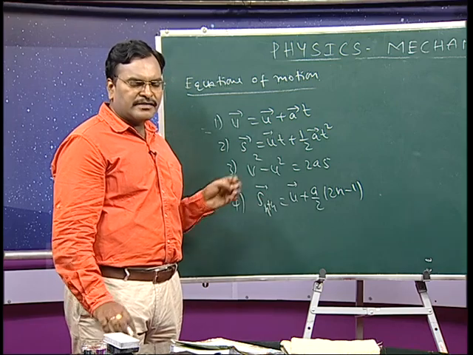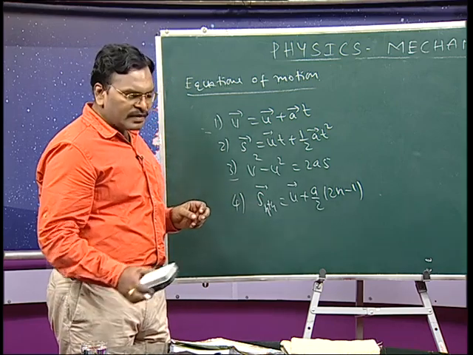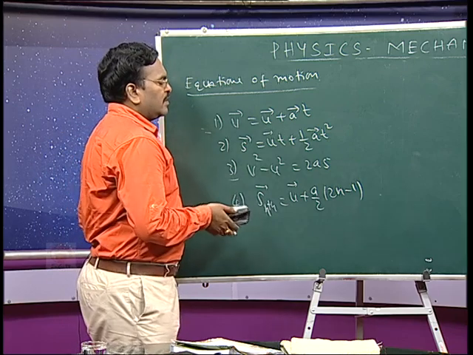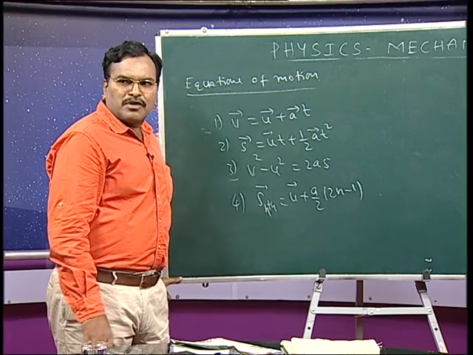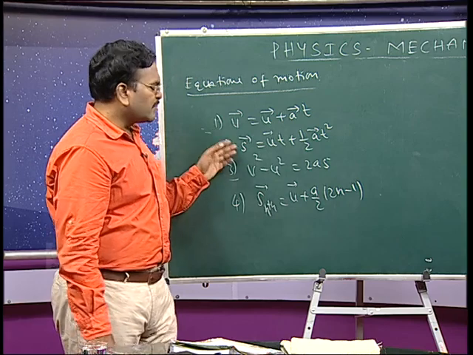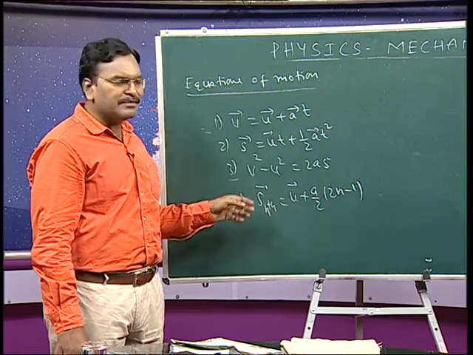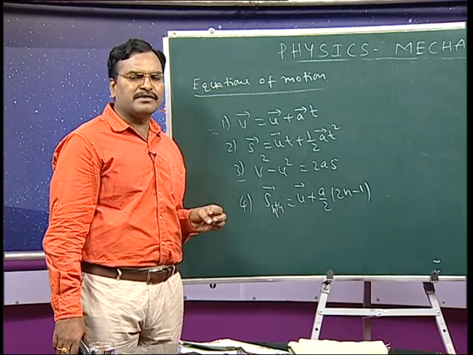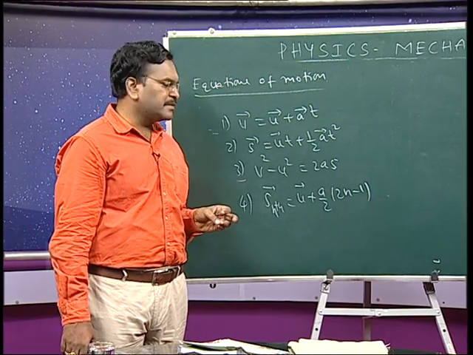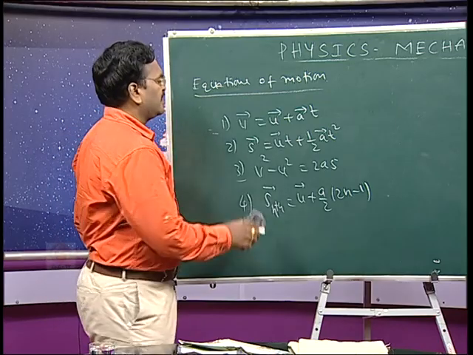Okay. These are the equations of motion. Depending on these, we have so many problems. Is it clear? What is S bar? S bar is the displacement of a body in time t seconds. What is Sn bar? Sn bar is the displacement of a body in a particular nth second.